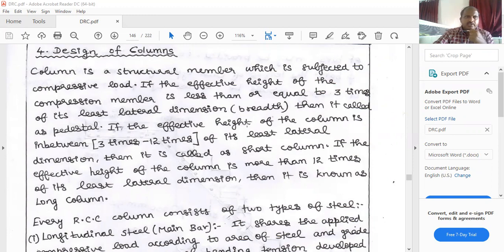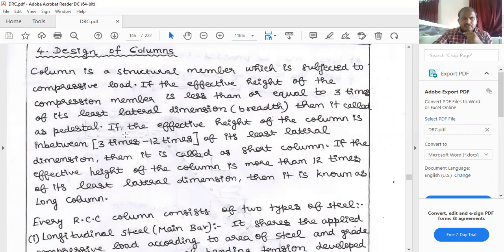Welcome to the next topic, and the topic is design of columns. A column is a structural member which is subjected to compressive loads. If the effective height of the compression member is less than or equal to 3 times its least lateral dimension (breadth), then it is called a pedestal.